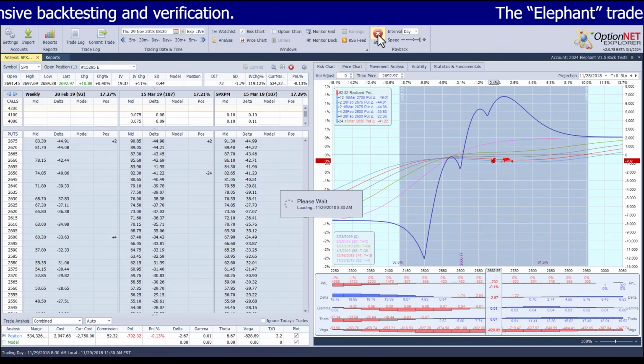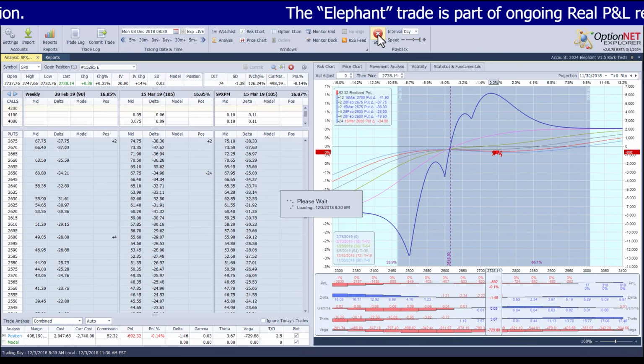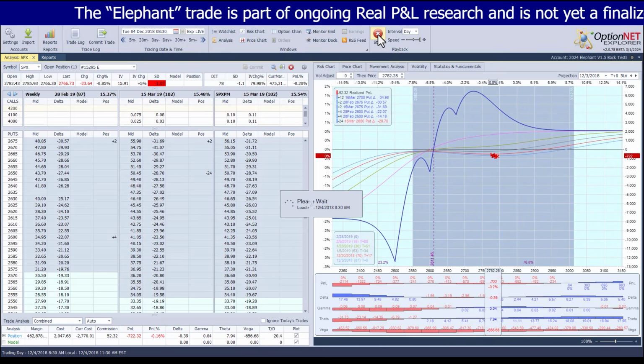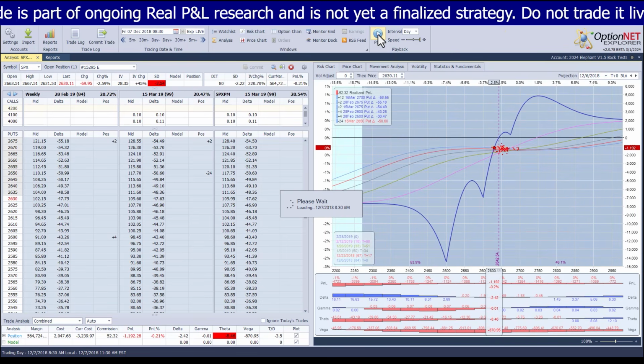Okay, 700, 860, 700, 700. So I'm basically looking at the trade every single day at about 8:30. Okay.